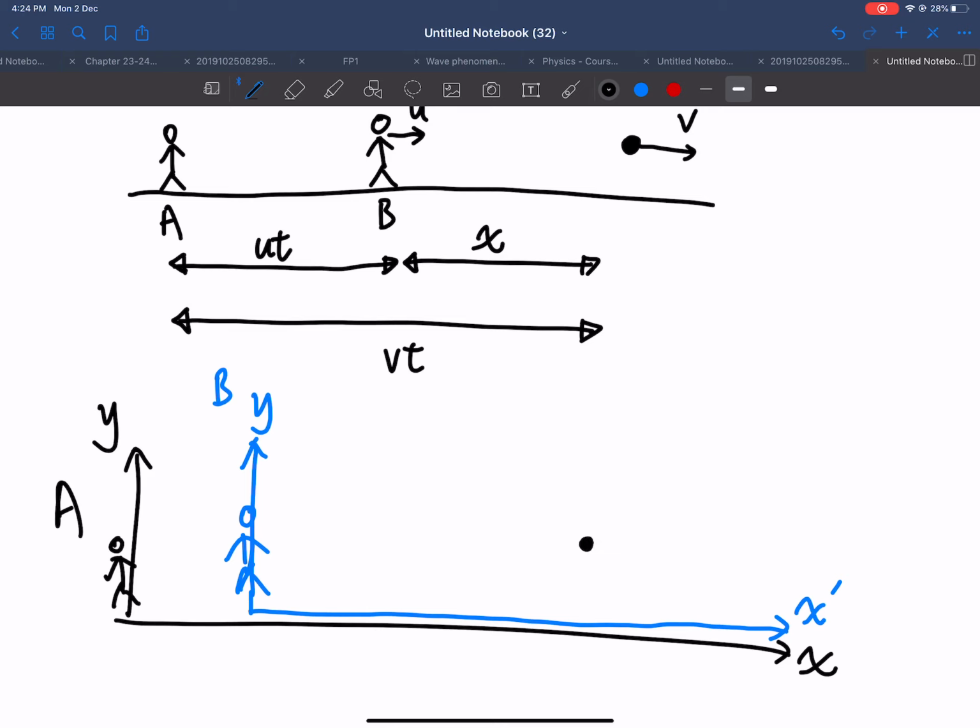Oh, sorry, I should add a prime here. Even if you don't get this idea, I think the later concept you can get more easily. Very easy. Lorentz transformation is about how the velocity transforms.